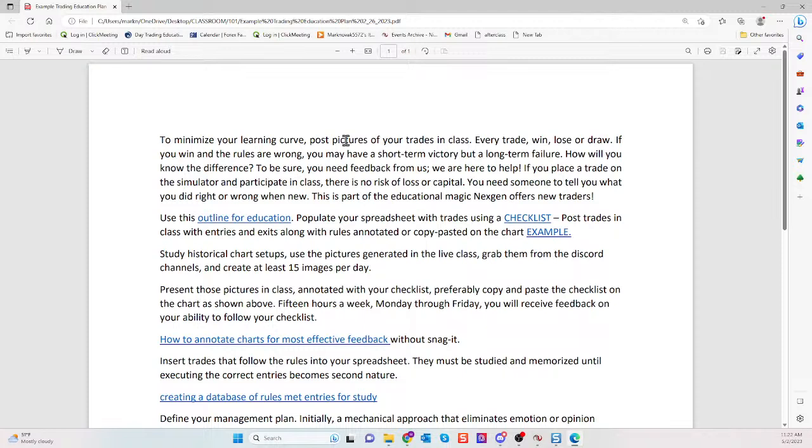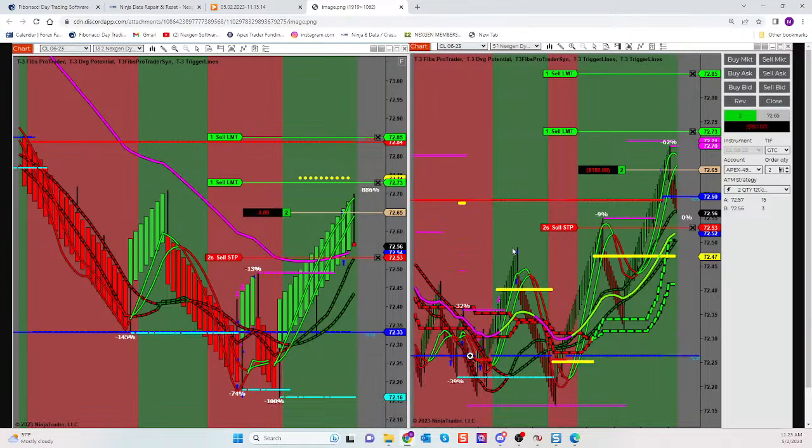Annotating charts, posting in the room. It's the mistakes that we make that we grow from, without a doubt. You need someone to tell you what you did right or wrong, guys. That's Nexgen. That's what we do. That's what sets us apart, is this commitment that we have to your success every day. Every day. David, let's see what you did.